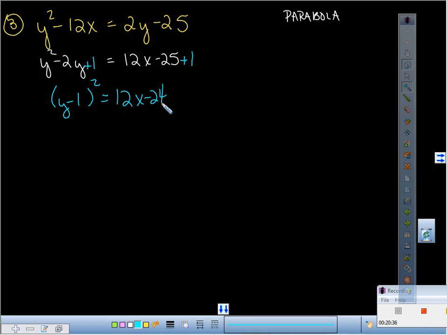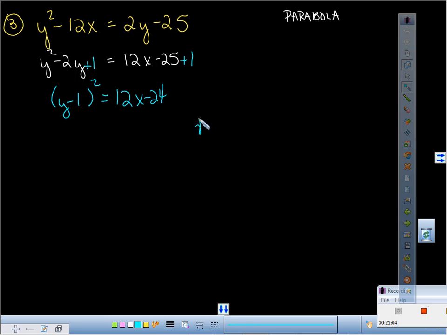Where's the 24 coming from? After I did the square, I added 1 on one side, so I had to add it on the other. Well, hang on just a second. Look at the formula. On the right-hand side, it says 4p times x minus h, right?